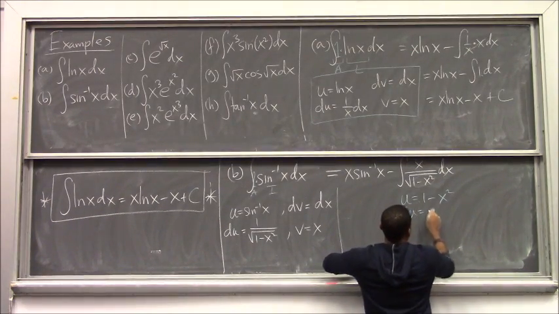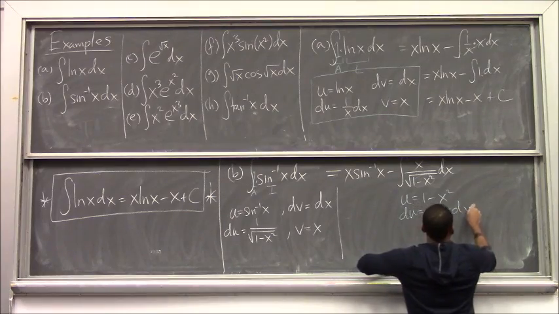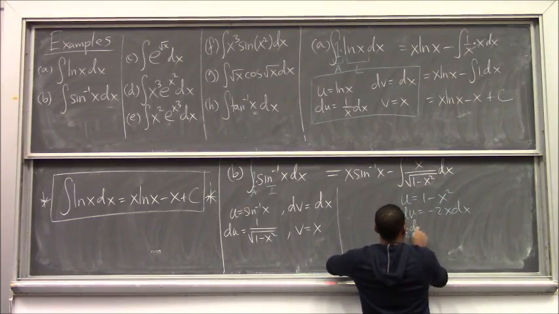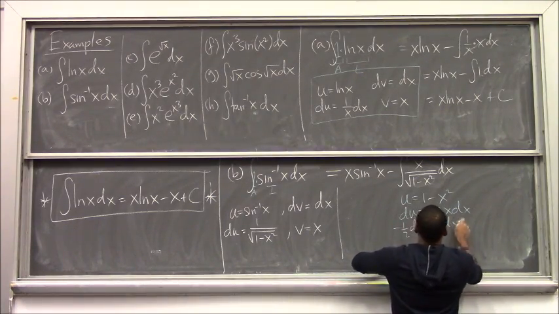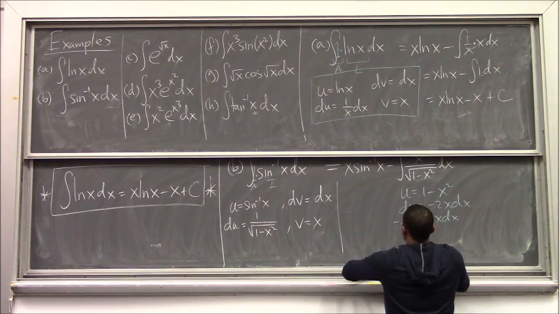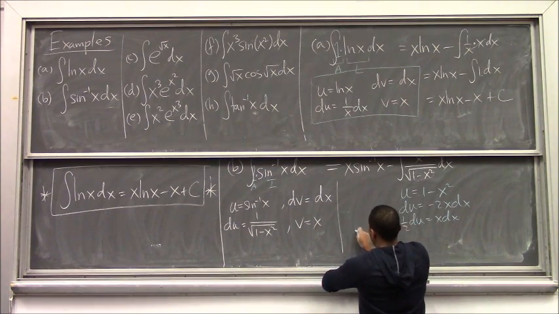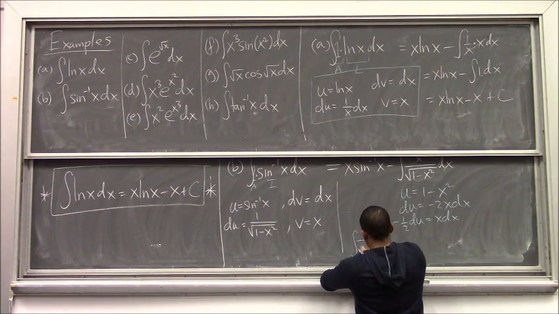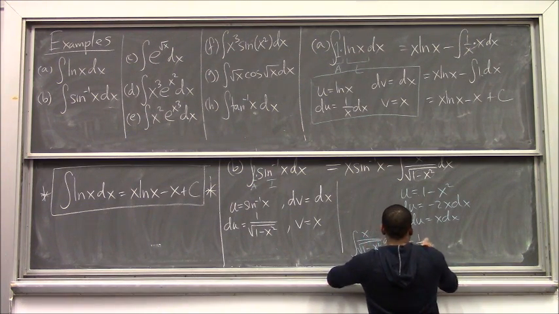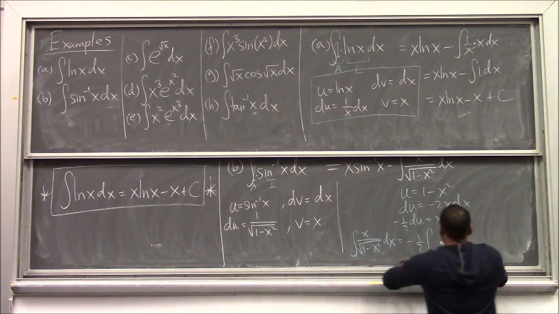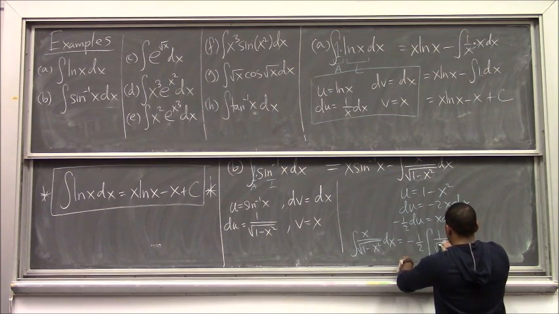Your du here is going to be minus 2x dx. So you're going to have minus 1/2 du is equal to your x dx. So this integral is going to be equal to, so your integral of x over the square root of 1 minus x squared dx is going to be equal to minus 1/2 the integral of 1 over radical u du.